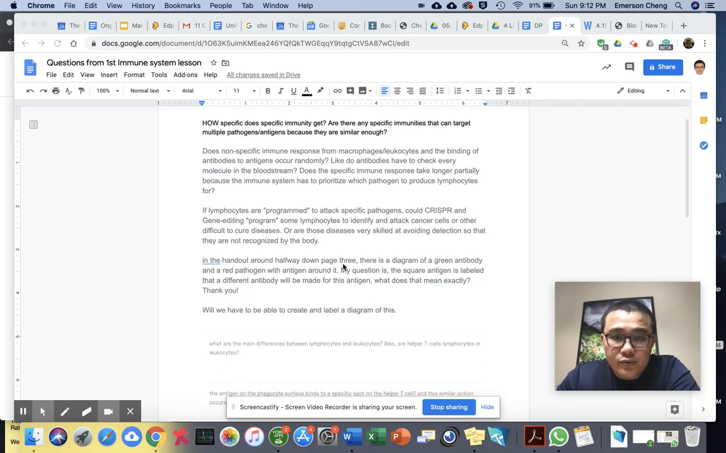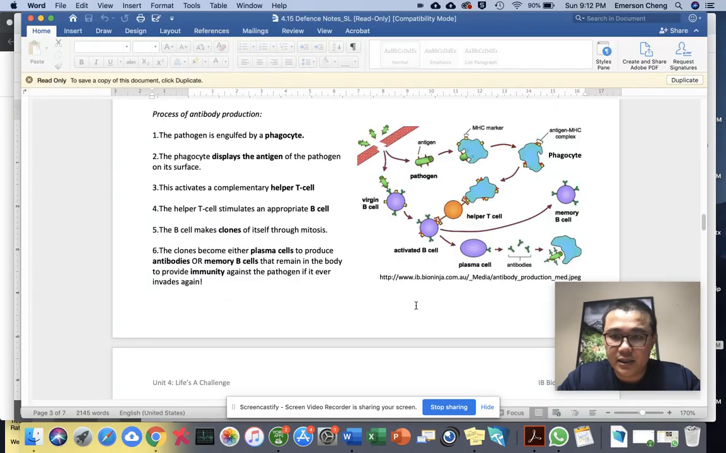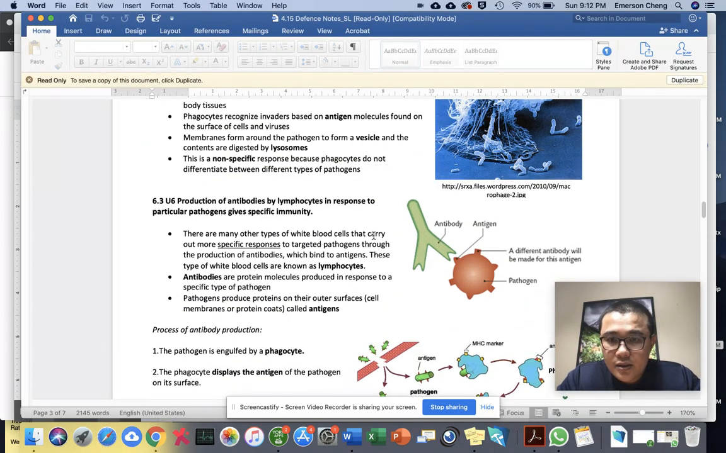Handle down page 3. There is a diagram in green antibodies and red pathogen with a square labeled different antibodies made for this. What does that mean exactly? So let me take a look at this. Yeah, that's a good question. I think some people ask me this question during office hour or during a lesson. So in this case, yes.